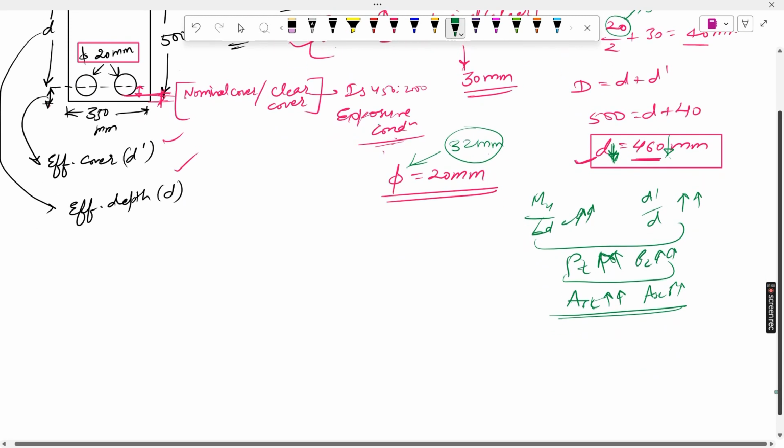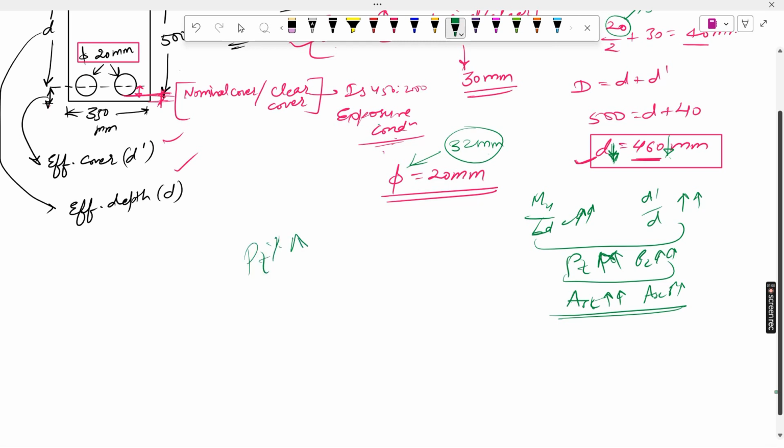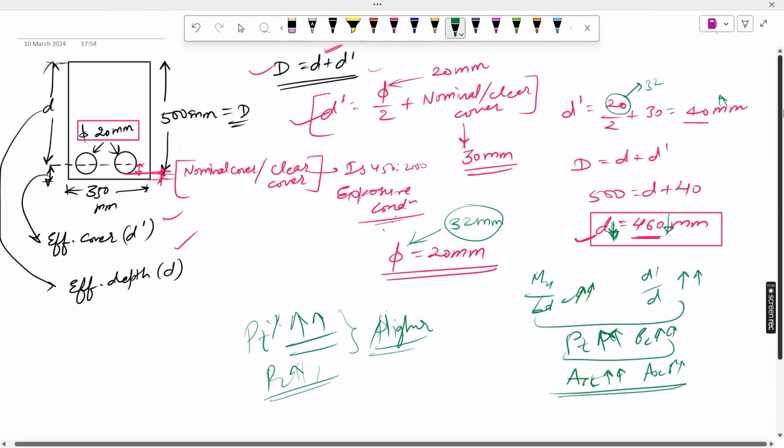That's why we should always take the higher values for all the things. Like I have taken the PT percent as higher in the table, and PC percent I have also taken the higher value. That's why we should take the higher values so that we will not face any problem like this. Okay, so I have just given you the idea.